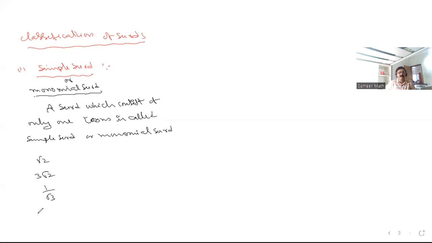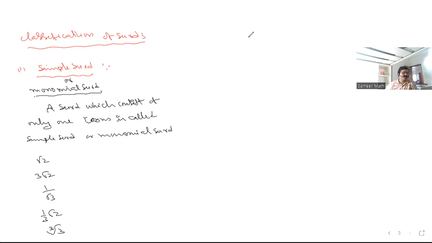1 by root 3 is a simple surd. 1 by 3 root 2, simple surd. Cube root of 3, simple surd. These all are simple surds. Several examples we can use for simple surd. Now, I'll move on to the next definition. What is that? Compound surd.